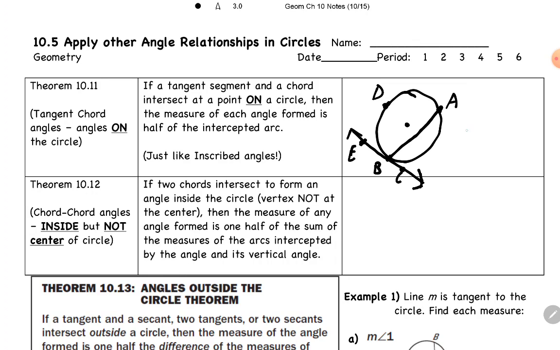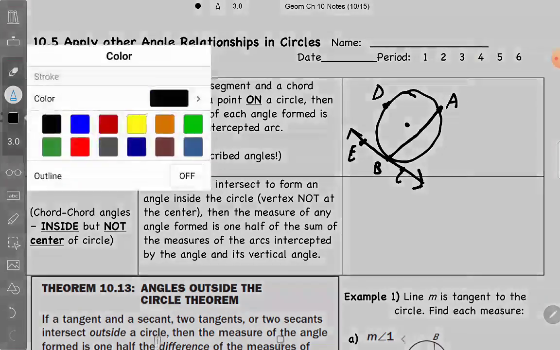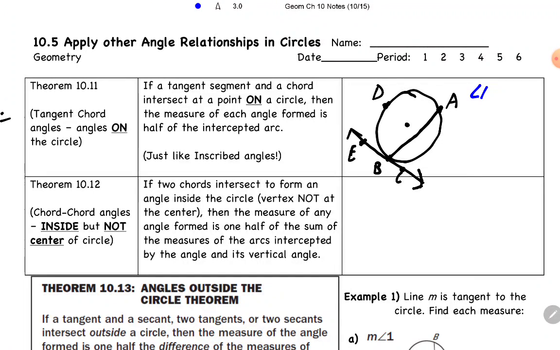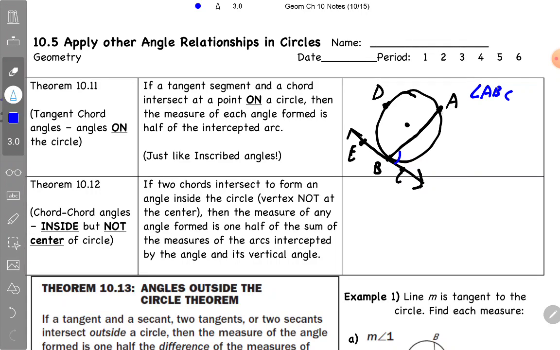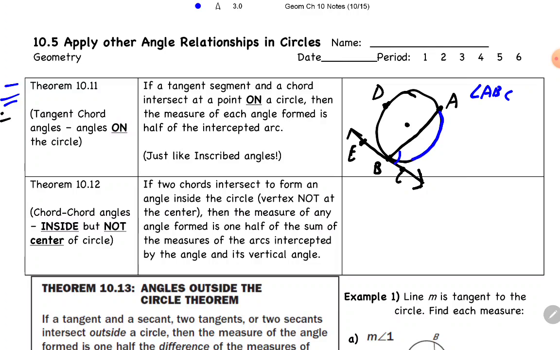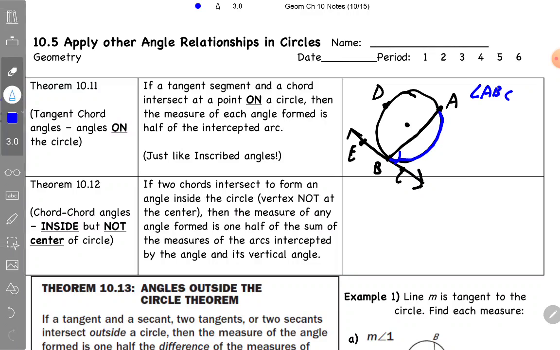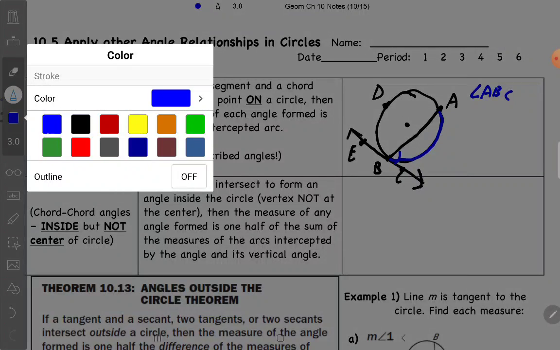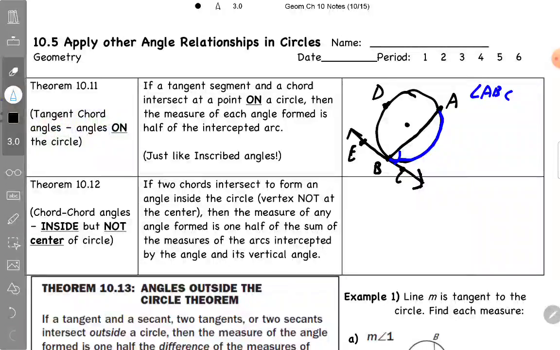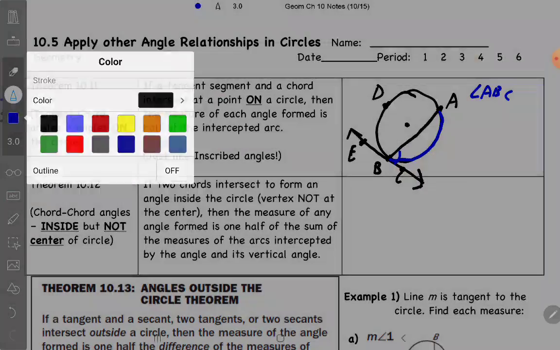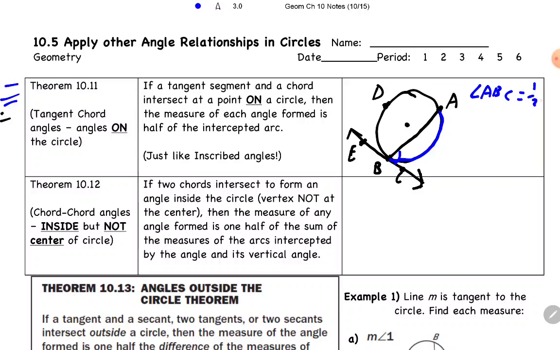Okay, so we're talking about angle ABC. Let's use colors. Angle ABC right here is equal to half of this arc, half of arc AB.